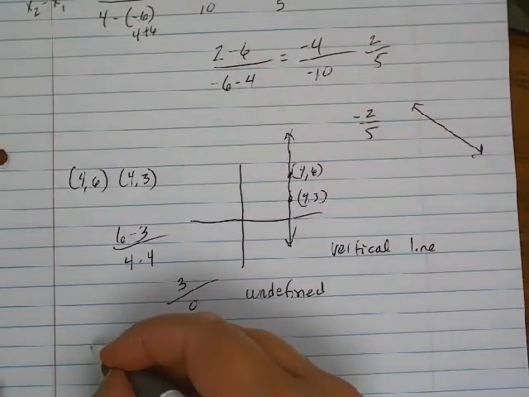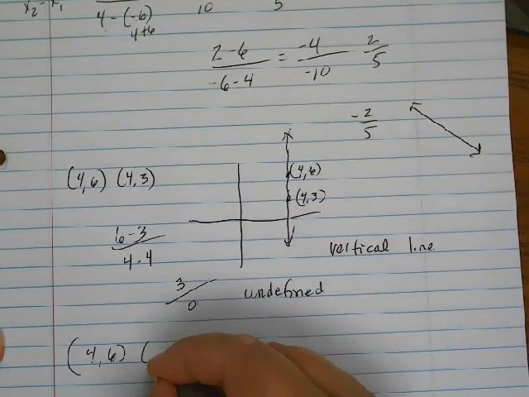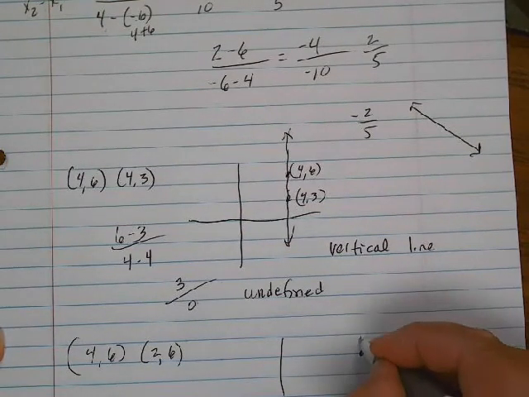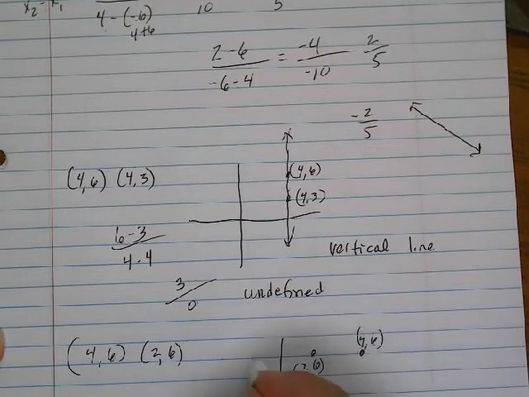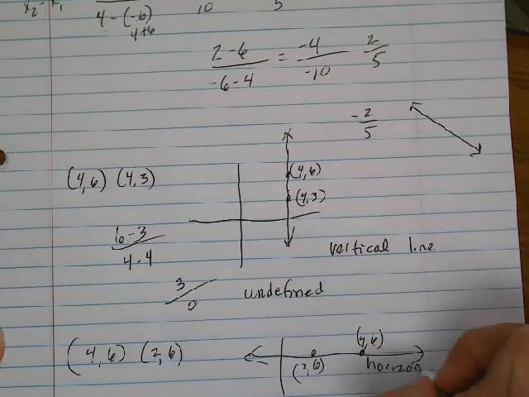You can see I would go up 3 over 0, up 3 over 0. What happens whenever it's the other kind? Like I have the point (4,6) and the point (2,6). (4,6) would be here, (2,6) would be here. This one is not vertical. In fact, this line is horizontal.